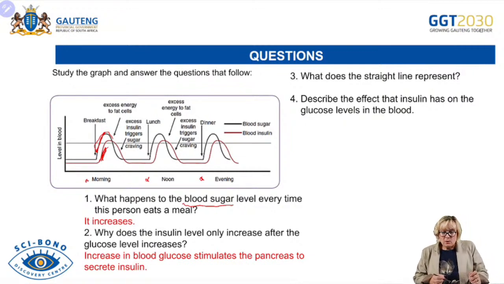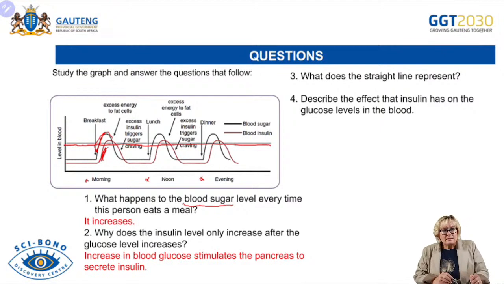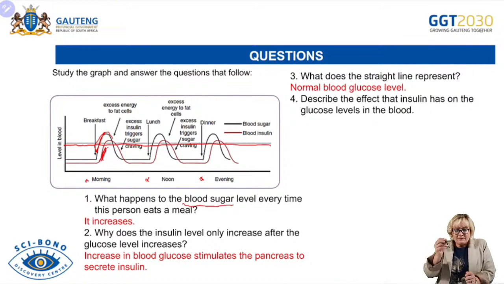Question 3. What does the straight line represent? Can you see there in the middle? We have a straight line, horizontal line. If I draw it there, there's our straight line. What is that? That is showing you the normal glucose levels. All right. So that is the normal blood glucose levels. So the minute it goes above that, that is where we will have the secretion of insulin in this case. And if it goes too low, what will happen? Glucagon will be secreted.